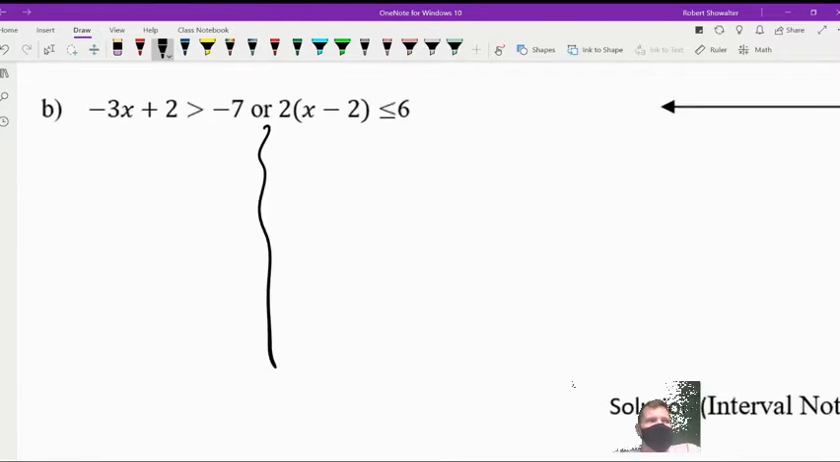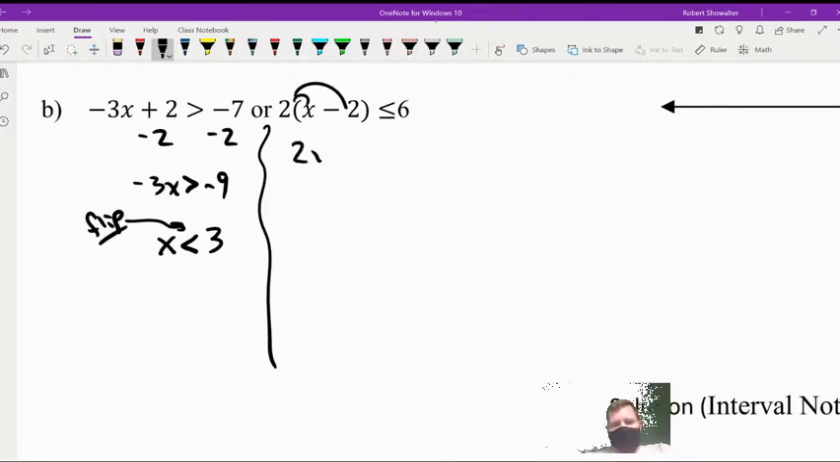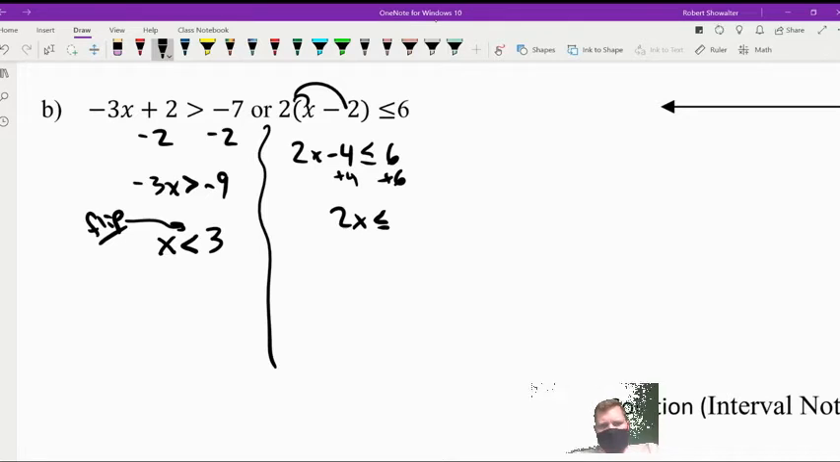We have or. Separate these two into two parts. Times 2, times 2; -3x greater than -9, divide by -3, and we get x is less than 3. Flippage, don't forget to flip it. Distribute now over to the other side: 2x minus 4 less than or equal to 6. Add 4, add 4: 2x less than or equal to 10. Divide by 2: x is less than or equal to 5.